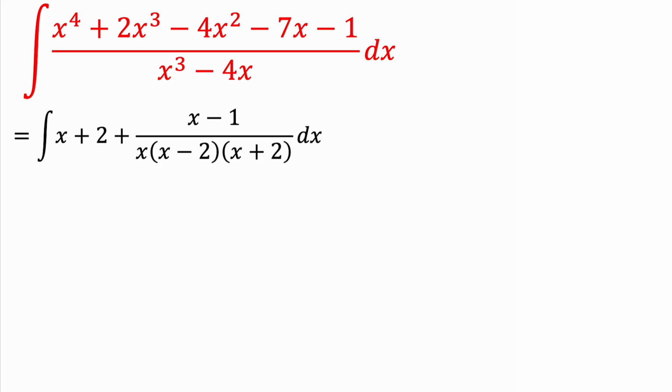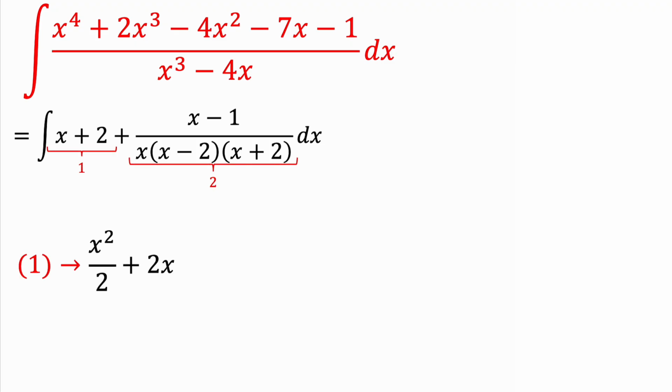The denominator has been factored as x times x minus 2 times x plus 2. We are now solving a problem where the denominator is also factorable. In our previous examples, the denominator was not already in factored form. We were practicing each step individually. Now we want to incorporate the factorization process and solve the complete problem. Okay, if x plus 2 is the first term, its integral is clear. X squared over 2 plus 2x. This is the first part.